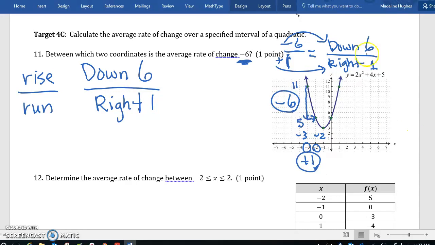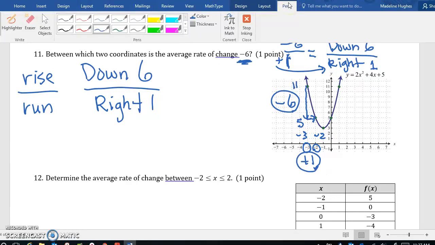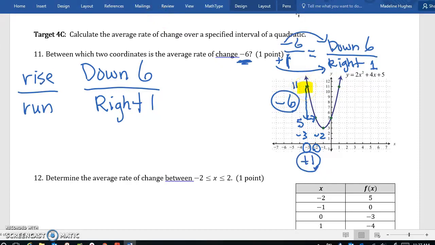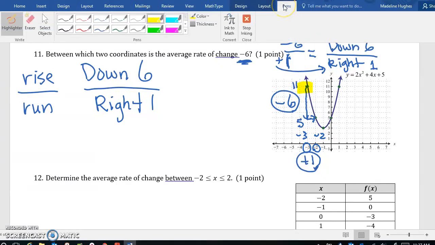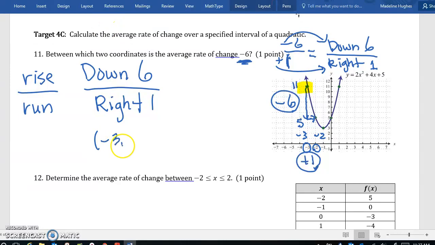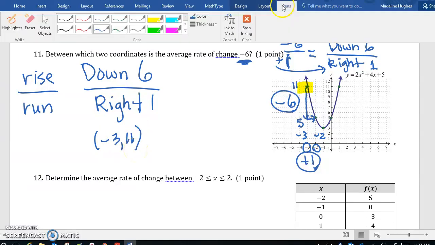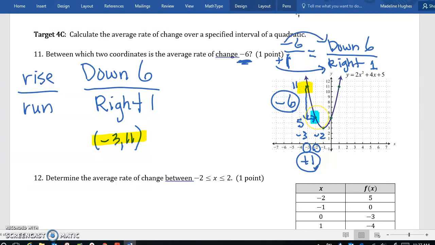So we need to write down those coordinate points. This one here is -3, 11. You always do the x value and then the y value. And then the other point here that we found is -2, 5. So the points -3, 11 and -2, 5 have a rate of change of -6.